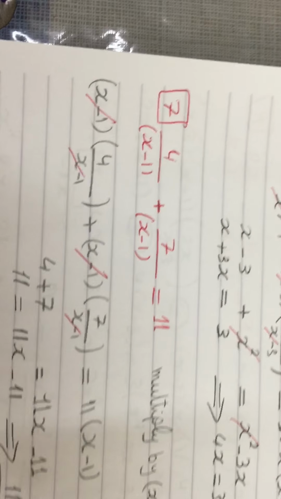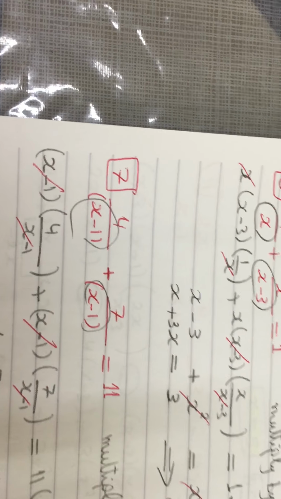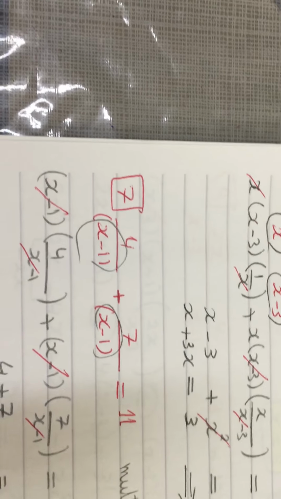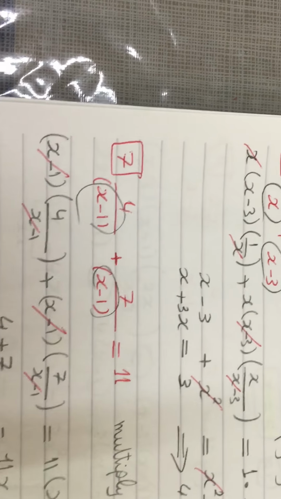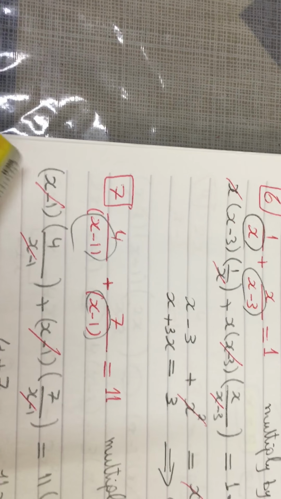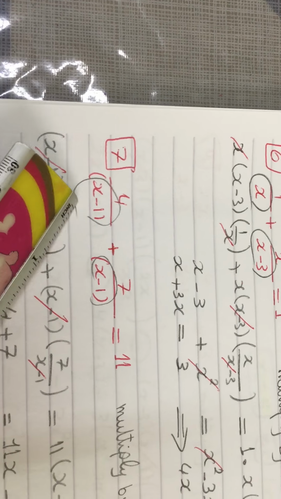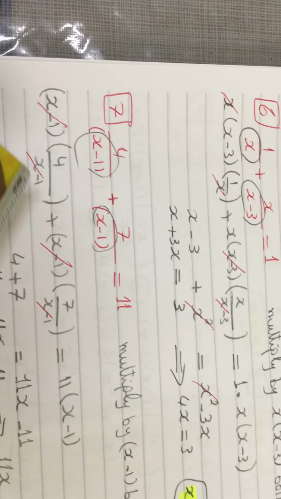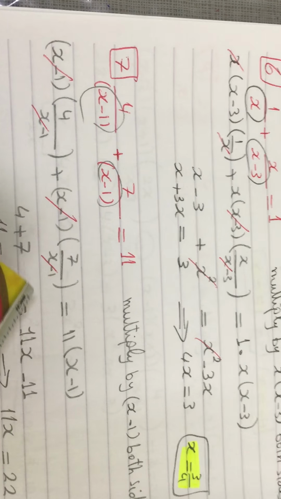Problem number 7. In this problem, I want to clear the denominator. What are the denominators? I want to clear them. I have two brackets, x minus 1 and x minus 1. So I'll not take both of them. I'll take one of them. It's enough. Multiply both sides by x minus 1. It is the LCM. Okay, I'll multiply here x minus 1, multiply this fraction, 4 over x minus 1. And also plus, don't forget to multiply all the terms you have. Also x minus 1 multiply 7 over x minus 1 equal 11 times x minus 1.